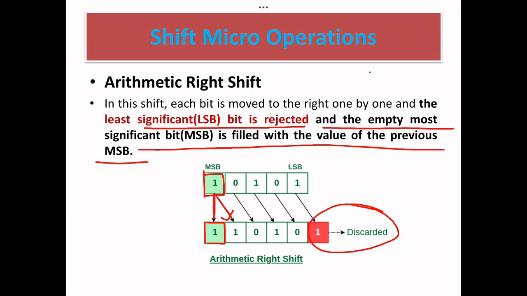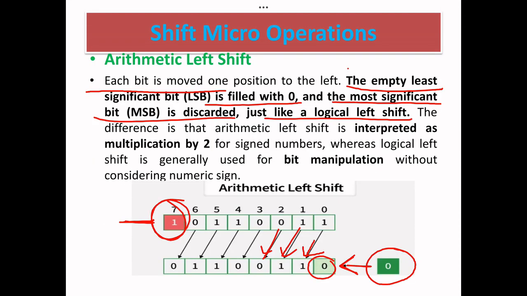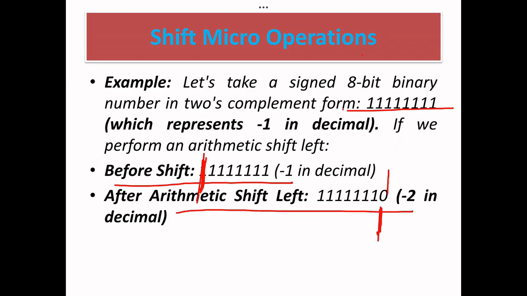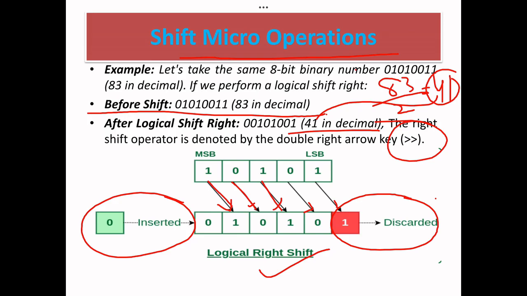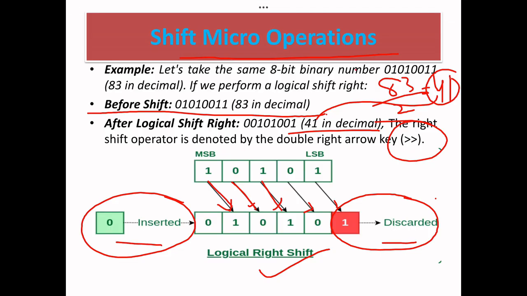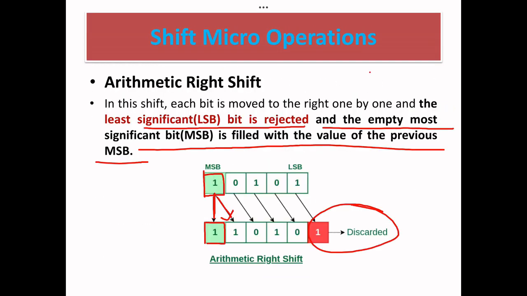Now I will go to the logical one. See here, logical left shift, right shift, sorry, logical right shift. This is the logical and arithmetic right shift. Okay, logical right shift. You can see here also I discard this one. I insert the data here and discard this one. This question came multiple times, so I am stressing it to you multiple times, okay?